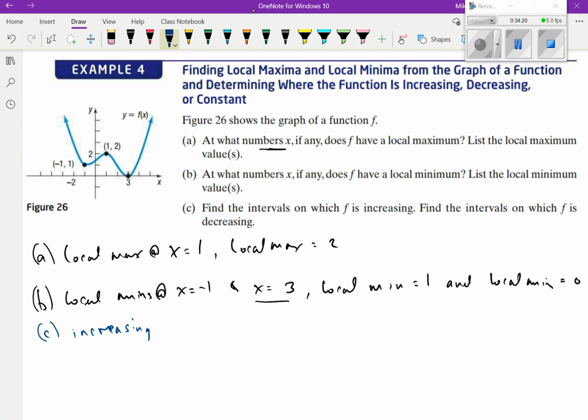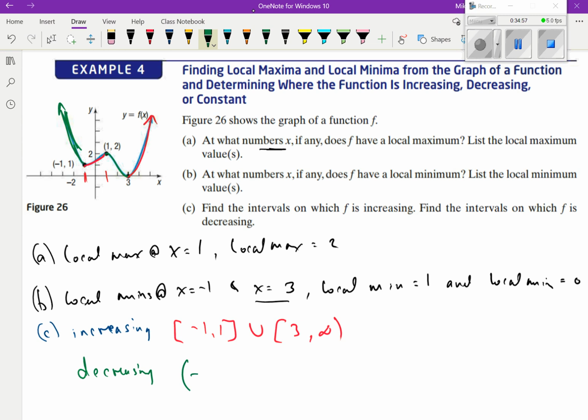So our function is increasing between these two spots and between these spots. Notice the arrow going up over there. So we are increasing between x is -1 to +1, and then again from 3 out to infinity. Where are we decreasing? We're coming down from infinity to -1, and then from the x value of 1 to 3.